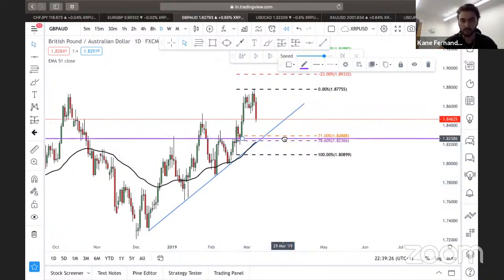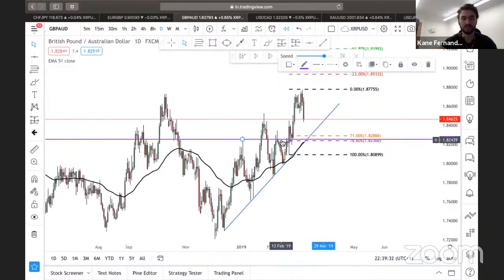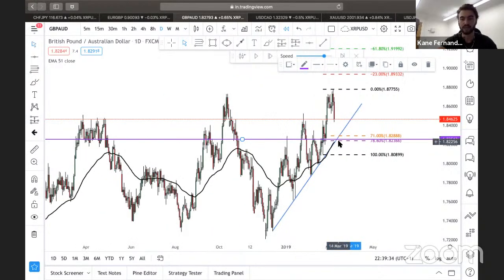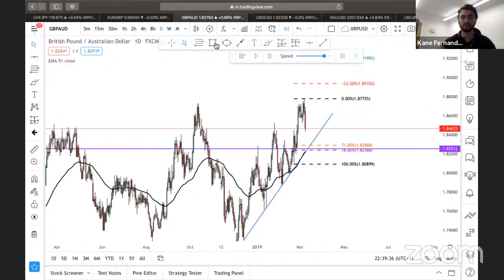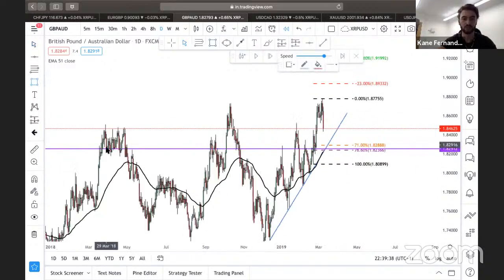So what we've got to play with: we've got the 82, or 1.82500 psych level, and it's a structure zone. And we've got the 82 just beneath that. So let's put my little pink box on. We can see support all the way across, and resistance there.